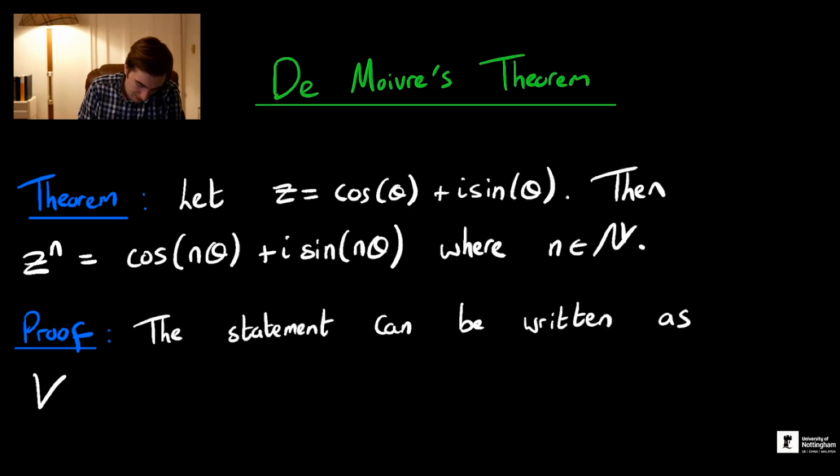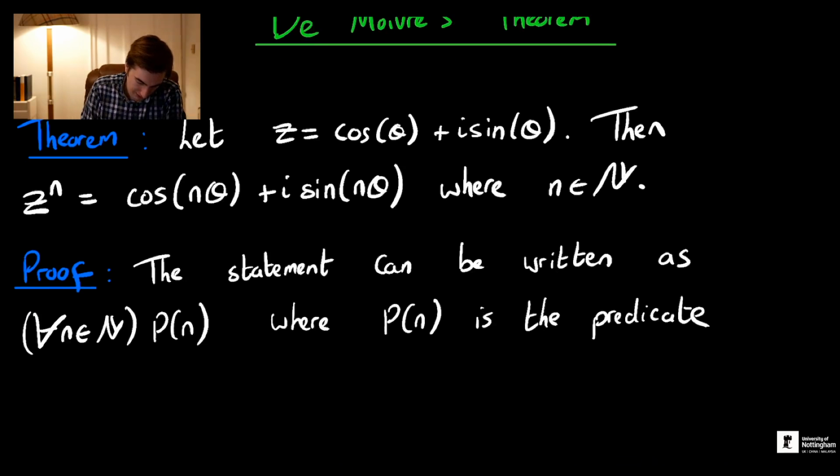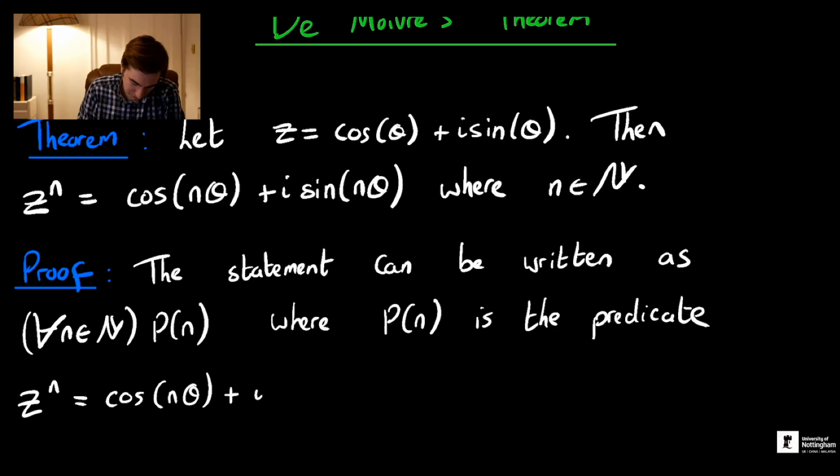for all n in the naturals, P of n, where P of n is the predicate, effectively our statement up here, which is z to the n is equal to cosine of n theta plus i sine of n theta.